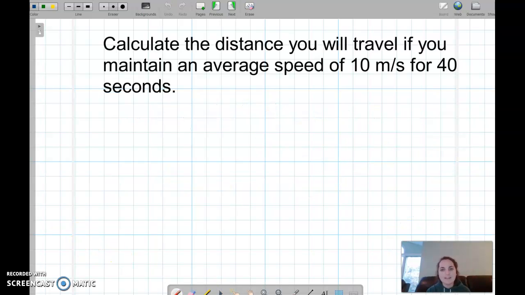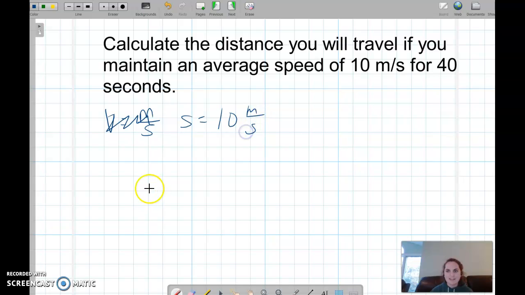So calculate the distance you will travel if you maintain an average speed of 10 meters per second for 40 seconds. Like, again, this is a physics problem, so we write down what we are given. We are given a speed of 10 meters per second. And what was our time? Our time was 40 seconds, and we are asked to calculate the distance. So D is equal to question mark.